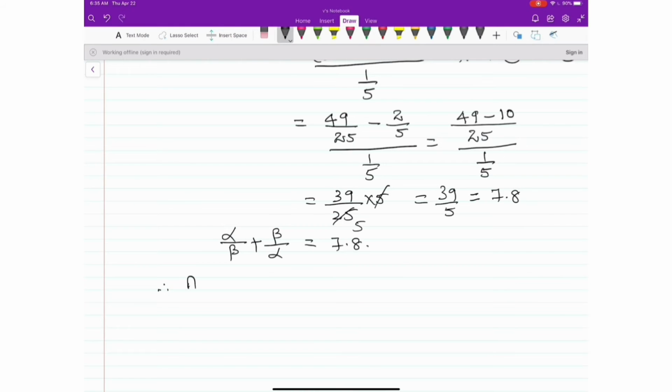Therefore, the answer, it's very important: the value of alpha/beta plus beta/alpha is 7.8. So this will be your final answer.